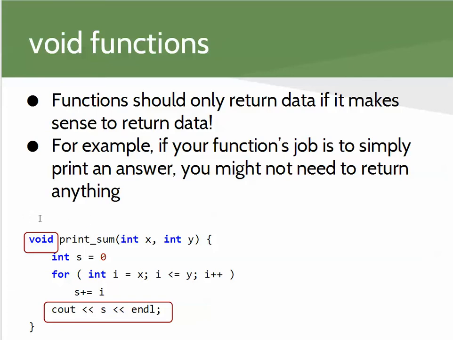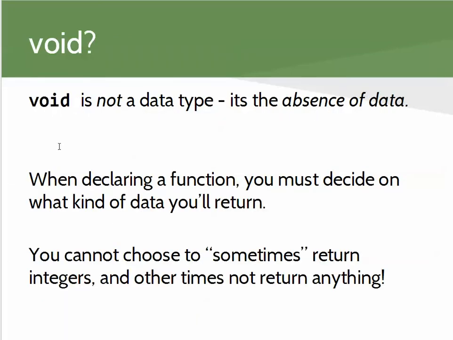Similarly, we can now not call print sum and assign it to a variable. We can't say int sum equals print sum 4, 5. And the reason we can't do that is because print sum is no longer an expression. It does not actually return data. It just does something. So void is not a data type. Don't think of it as a new data type. It is the absence of data. And we really need it.